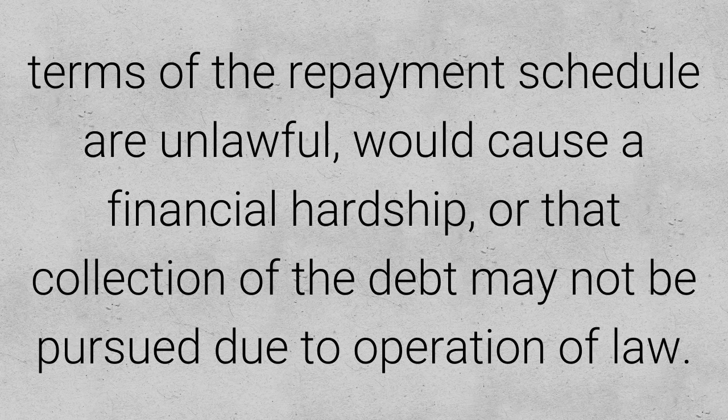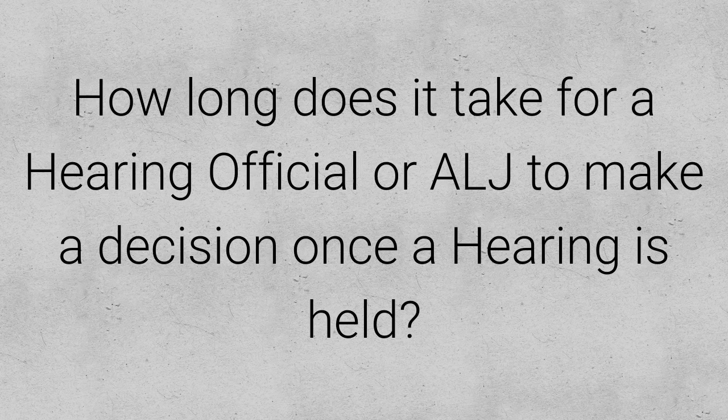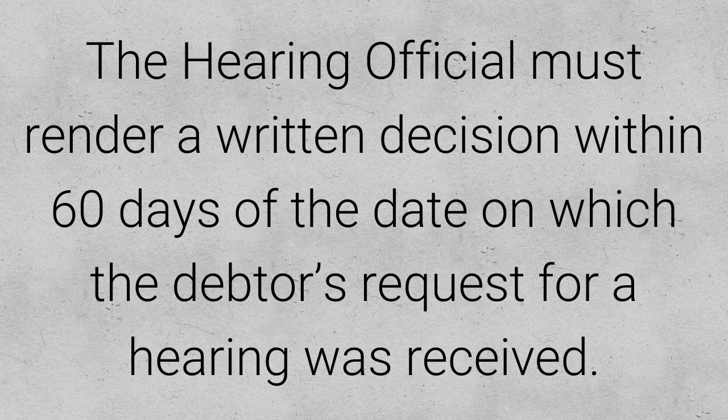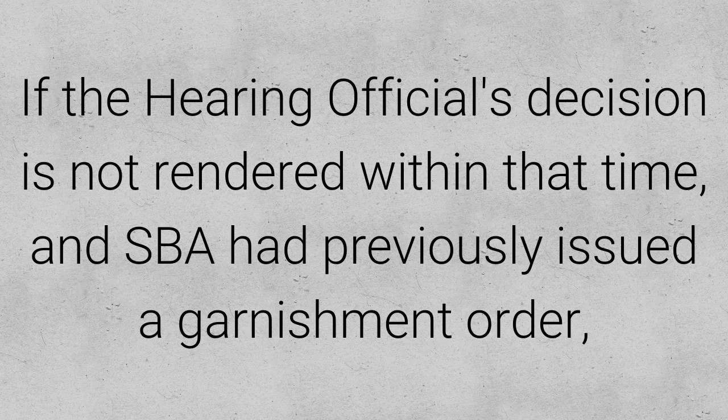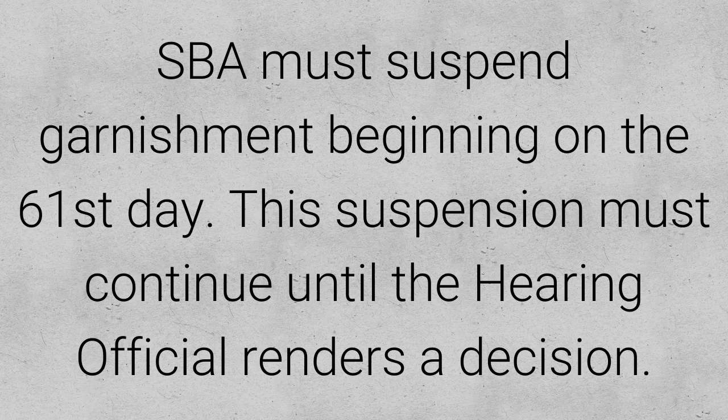When a request for hearing is granted, what generally happens? The SBA will have the burden of going forward to prove the existence or amount of the SBA debt. Thereafter, if the SBA debtor disputes the existence or amount of the debt, the SBA debtor must establish by a preponderance of the evidence that no debt exists or that the amount of the debt is incorrect. In addition, the SBA debtor may present evidence that the terms of the repayment schedule are unlawful, would cause a financial hardship, or that collection of the debt may not be pursued due to operation of law.